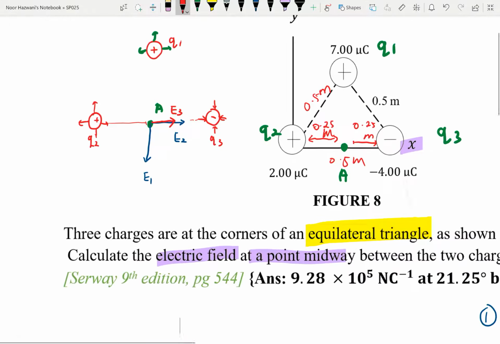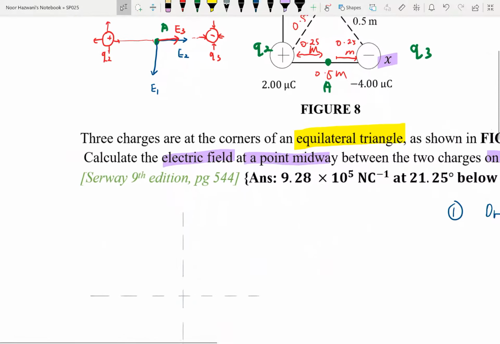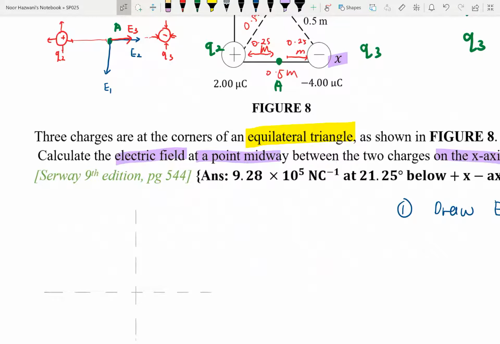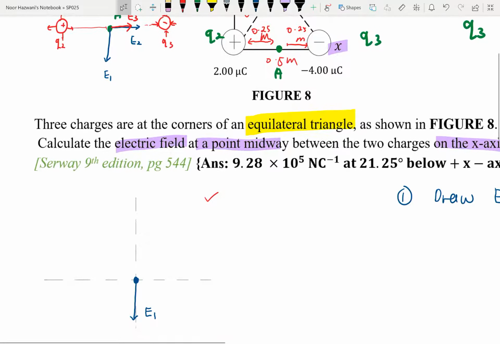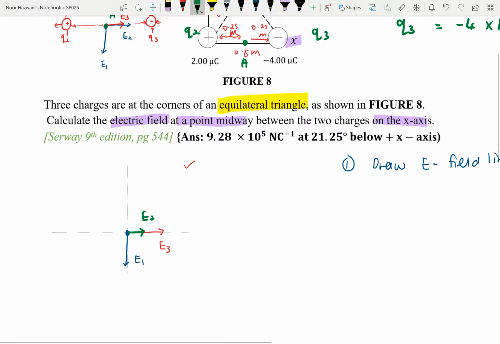Okay, so mestilah kita kena lukis cantik-cantik. Apa yang you kena buat? Lukis X and Y axis with dotted line. Then copy back you punya drawing. E1 you ke bawah. Pastikan arrow dan juga label. Dan you ada E3 ke arah kanan dan juga E2 also ke arah kanan. Okay, settle untuk drawing electric field line kita.